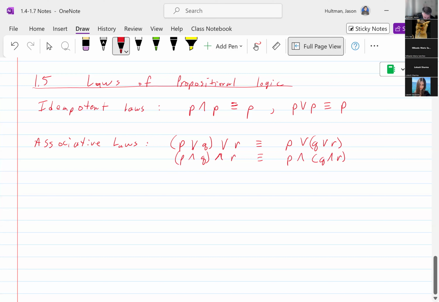Okay, the commutative laws tell me that if I have P or Q, that's logically equivalent to Q or P. Also, P and Q is logically equivalent to Q and P.